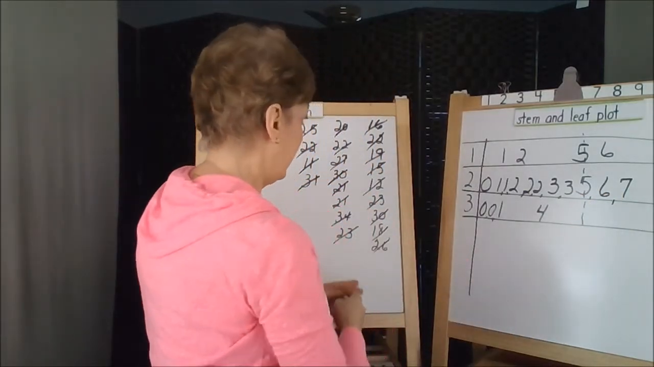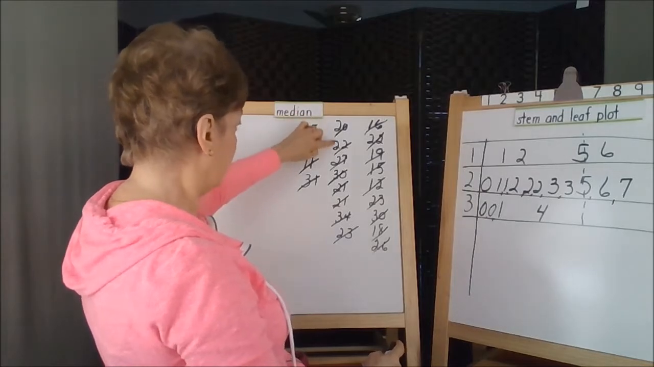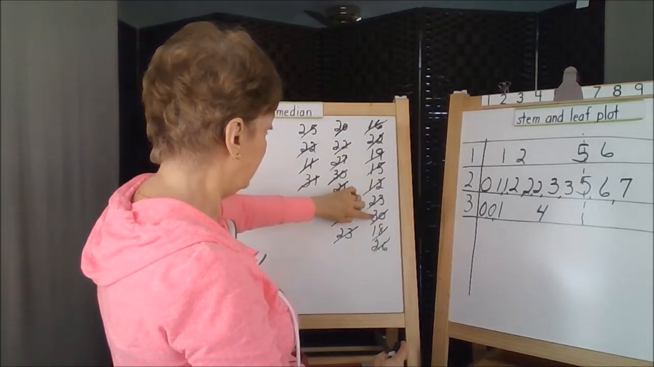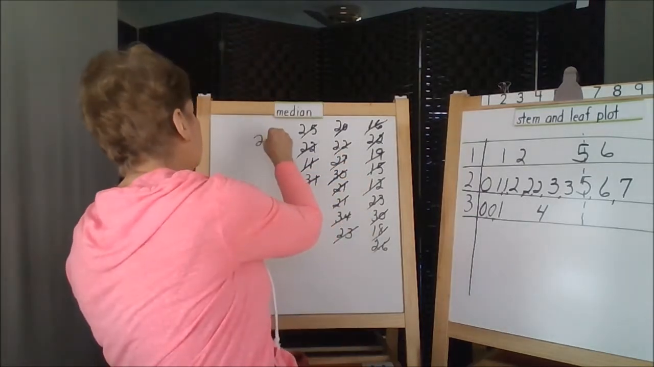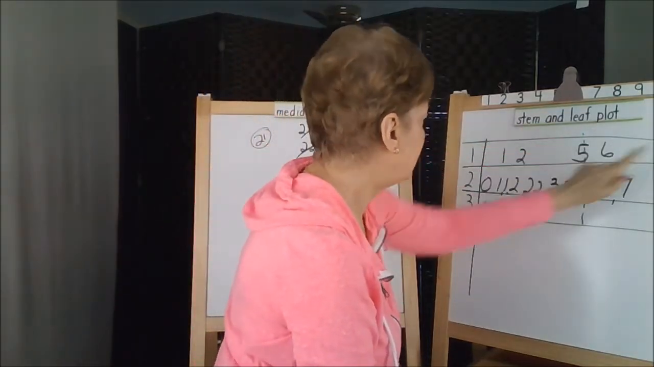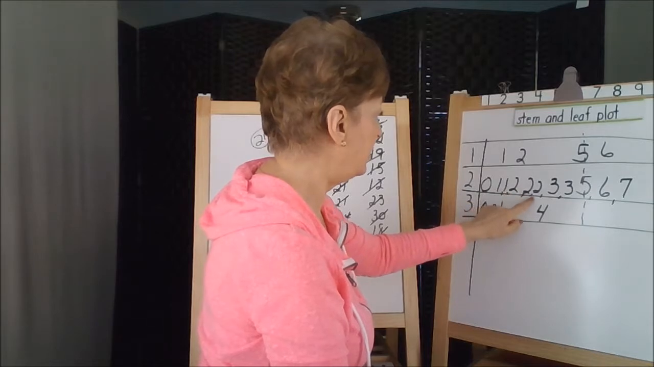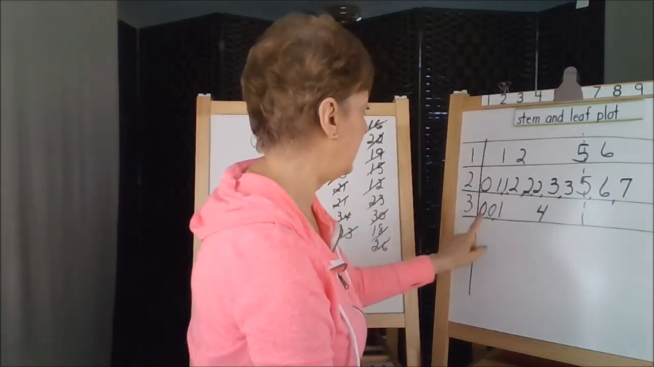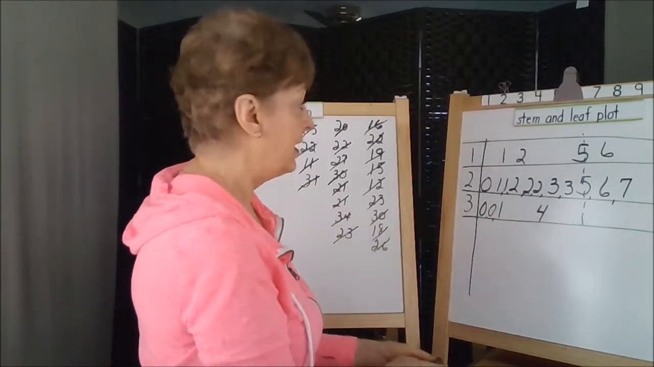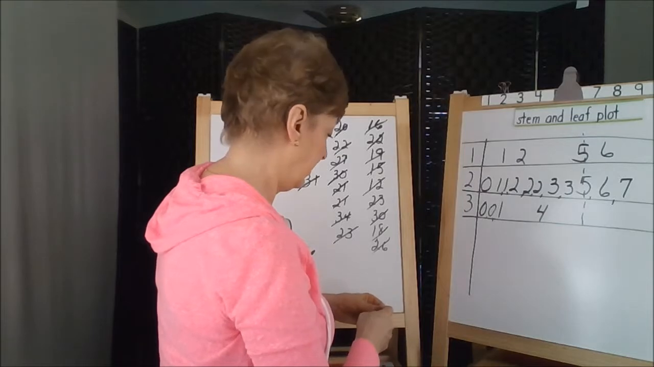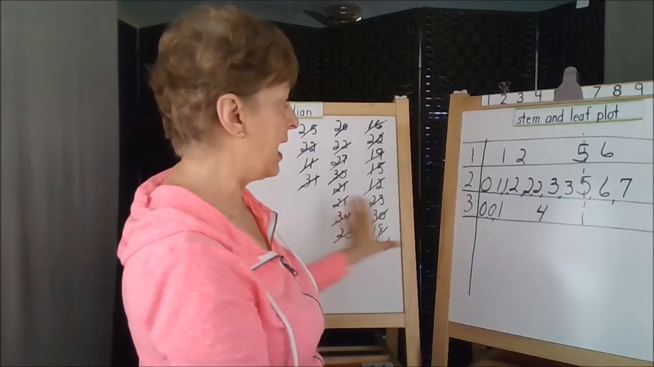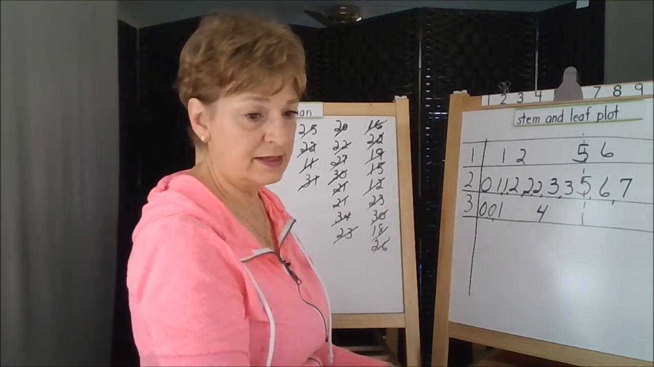Let's count. We have 1, 2, 3, 4, 5, 6, 7, 8, 9, 10, 11, 12, 13, 14, 15, 16, 17, 18, 19, 20, 21 items. We count again to check: 21 items. So our data is fine. We do not need this anymore because now our data is organized.